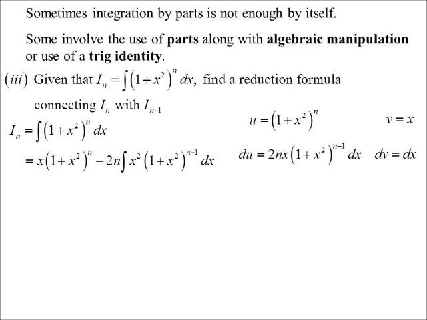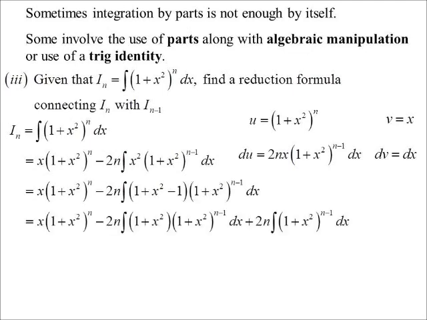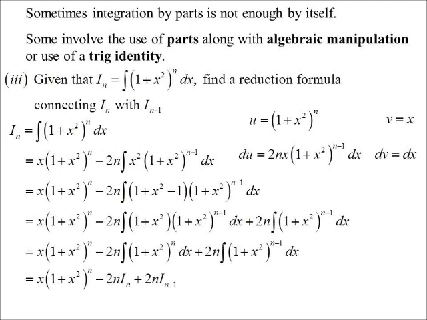Ooh, it's not quite the I_n formula, is it? Because I've got the x squared out the front. So this is where the algebraic manipulation comes in handy. So I rewrite the x squared as 1 plus x squared minus 1, because then I can split that into two integrals. But both of them now become 1 plus x squared to the power of something. And that's what our formula is, 1 plus x squared to the power of something.